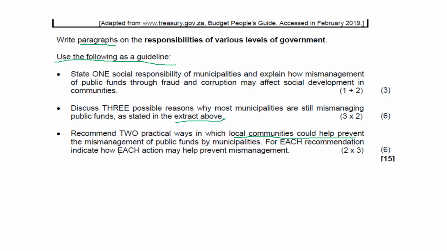For each, it says how many? 2 practicals, right? For each practical, recommend and indicate how each action may help prevent mismanagement. I hope I'm clear on this one. Let's move to the next slide. I hope there are other questions based on the extract. Here it says 15 marks. Let's move to the next slide and see other questions.